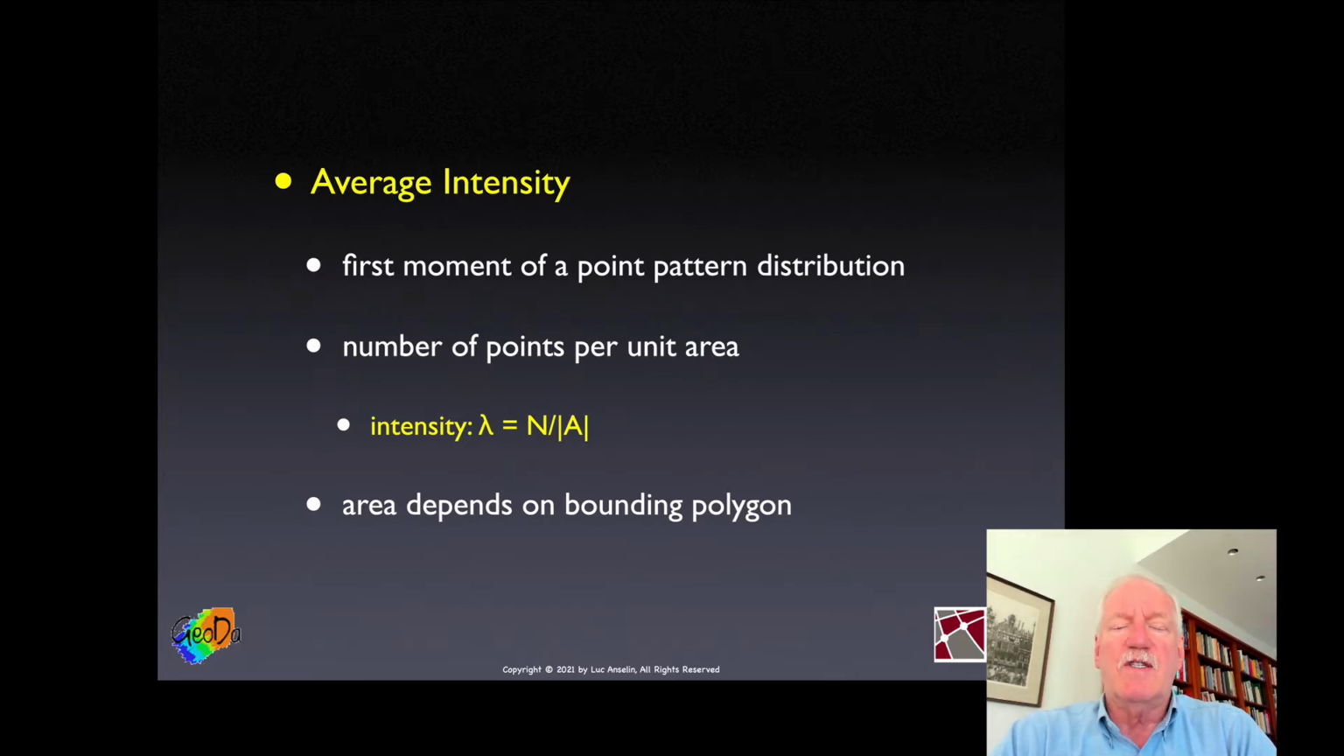The intensity, lambda in my notation, is the number of points n divided by the area. Now the catch is that the area depends on the bounding polygon. As we saw in the previous lecture, the points can be floating in space, but we have to somehow constrain the area of interest. What is the interesting constraint within which the pattern of the points will be studied? And that is the bounding polygon.